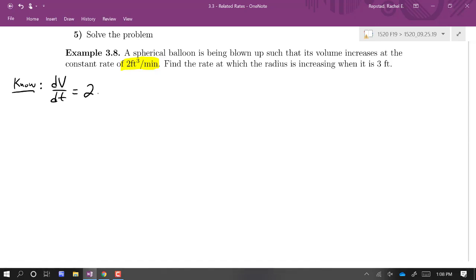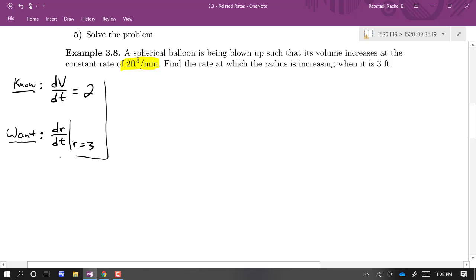And now find the rate at which the radius is increasing. So what we want is the rate at which the radius is increasing. What derivative is that? dr/dt. And we want to know what it is when the radius is 3 feet. So here's just my organizing information. I'm going to keep my eye on the ball. I'm not going to be able to use this value right off the bat.